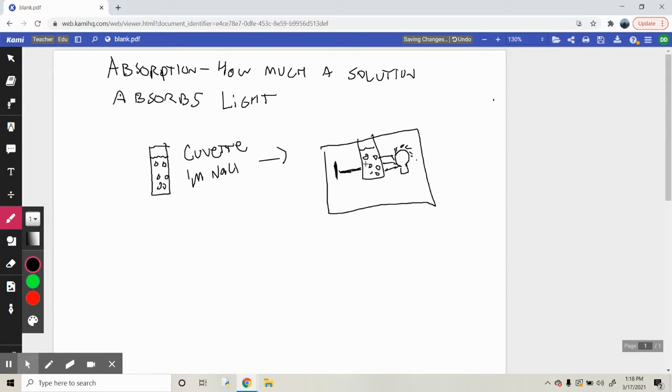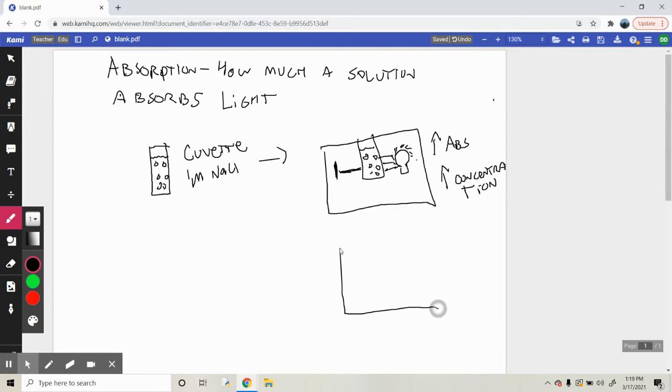If only a little bit of light goes through, that means this solution has a high absorptivity, or a high absorption. High absorption means it has a high concentration. That means there's a lot of particles in there that were able to absorb that light. So that means there was a high absorption.